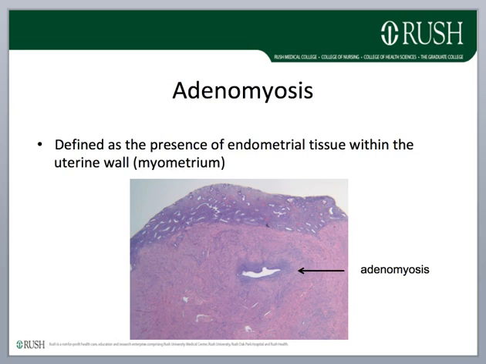Adenomyosis is another common structural cause of abnormal uterine bleeding and is defined as the presence of endometrial tissue within the uterine wall, or myometrium. The arrow points to endometrial glands and stroma that are present in the myometrium.